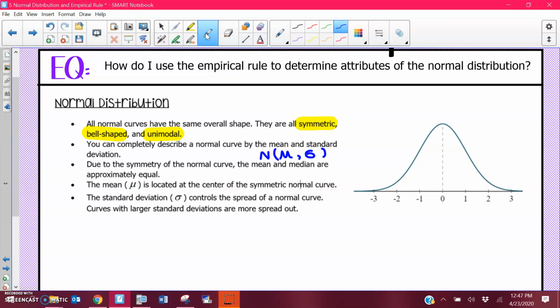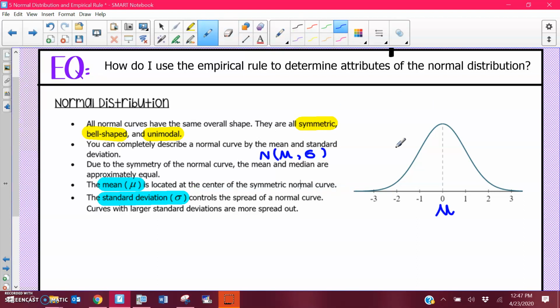And so here you go, there are the Greek letters. The mean, which we're also going to call mu, the Greek u, is located at the center of the normal symmetric curve. So this is mu right here. In this case, it would be 0. And then the standard deviation, which is lowercase sigma, controls the spread of the curve.